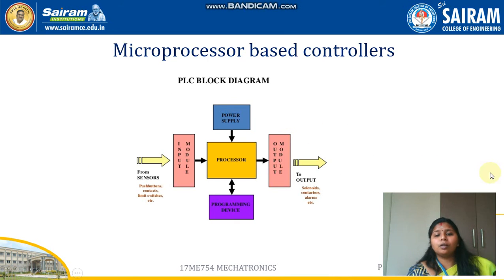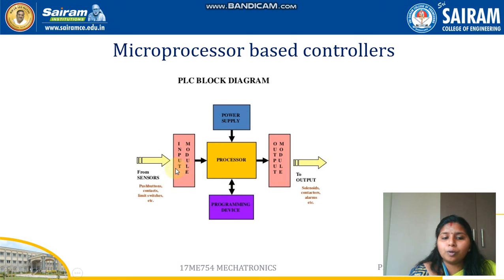So the next one is about microprocessor based controllers. So we saw feedback signal, sequential controllers, and the next one is microprocessor based controllers. Here, for example, I have taken this PLC block diagram. PLC is nothing but programmable logic controller. With the help of the computer we are controlling the machines. So we'll have an input module, a processor and an output module. This is the basic requirement for any system.